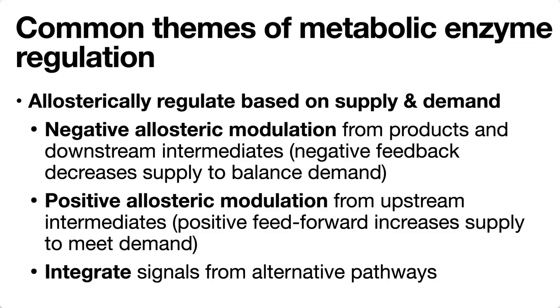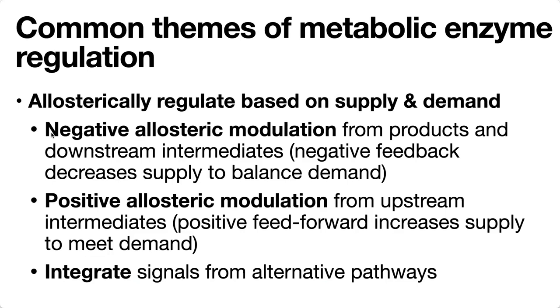Alternatively, if you have a lot of demand, you might have some of the upstream intermediates be feed forward, saying, okay, there's a lot of stuff coming down the line, you better get prepared. So maybe we're making a lot of the individual pieces of the umbrellas. We have a lot of the handles, we have a lot of the hooks, and we need to tell the people that put all the pieces together, hey, we've got a lot of pieces coming to you, so get ready. So that would be an example of a positive allosteric modulation.